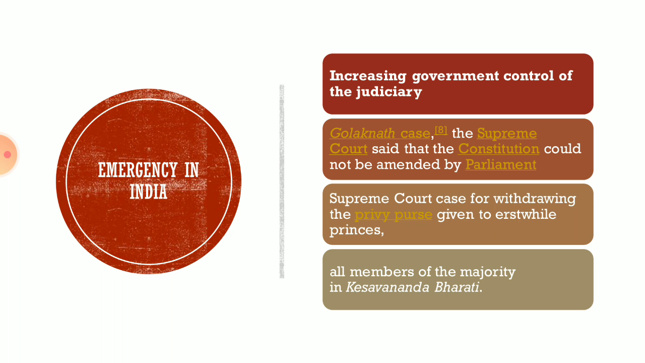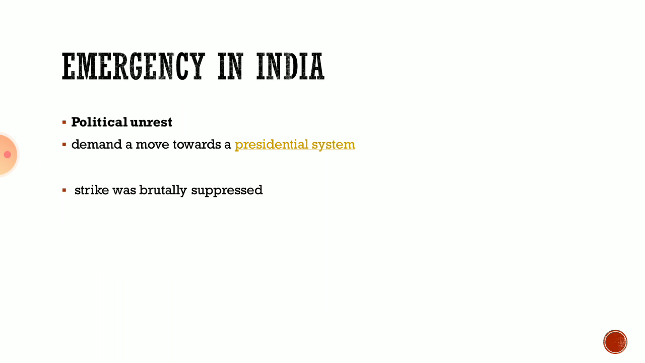So Ray superseded 3 judges more senior to him, J. M. Shelat, K. S. Hegde and Grover, all members of the majority in Kesavananda Bharati. Indira Gandhi's tendency to control the judiciary met with severe criticism both from the press and political opponents such as Jayaprakash Narayan. Then let us move on to the next topic, that is political unrest. So this led some Congress party leaders to demand a move towards a presidential system, with a more powerful directly elected executive.